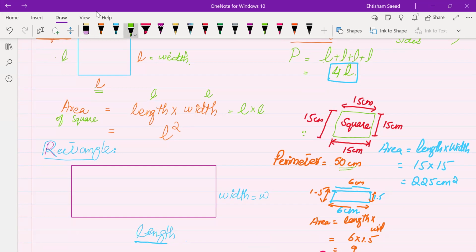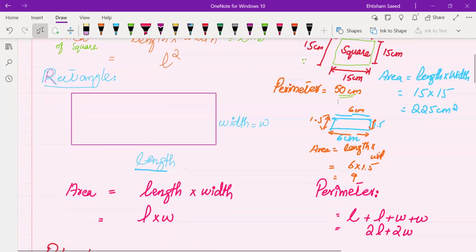Now moving towards another shape, that is the rectangle. What is the difference between a rectangle and a square? A rectangle has two pairs of sides with equal length, whereas a square has four sides of equal length. Now let's see how we can find the area of a rectangle and how we can find the perimeter of a rectangle.